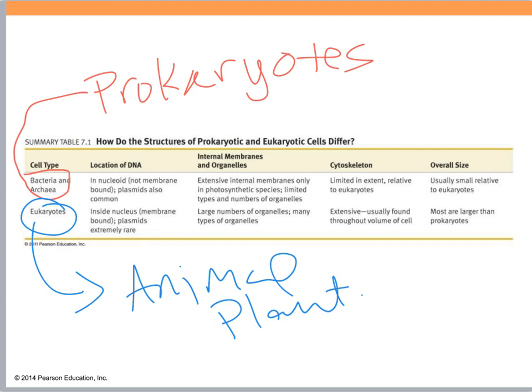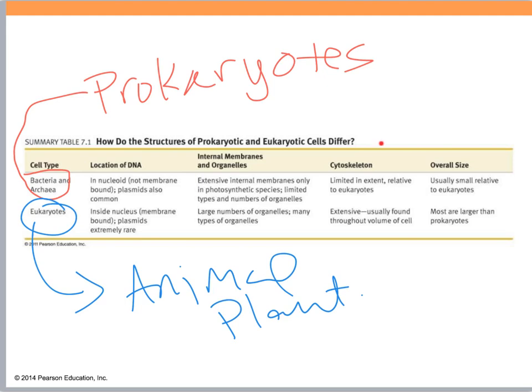examples of that. And as you can see in this table, the location of the DNA is different in the two cell types. In prokaryotes, it's in this nucleoid region. There's no membrane surrounding it. In eukaryotes, the DNA is located in the nucleus. In terms of internal membranes and organelles, prokaryotes do not have very extensive membranes. They only exist in some types of bacteria that are photosynthetic. Eukaryotes, on the other hand, have very extensive organelle systems, including membrane-bound organelles.